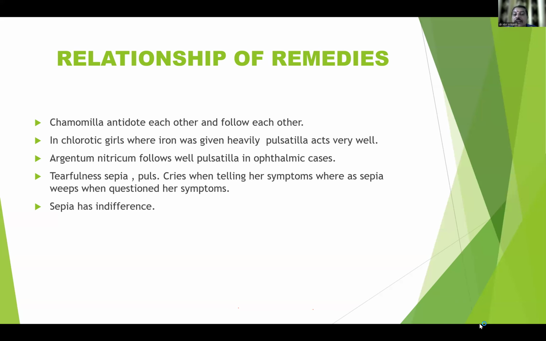Pulsatilla cries when telling her symptoms. As I said also, Sepia weeps only when questions are put by the doctor. And moreover, Sepia has indifference. There is a lot of work pending in the patient's house. She simply sits and looks like that. I don't want to enter into the domestic work, doctor. I want to remain like this. And if anyone tells me about my work, I will get angry, doc.